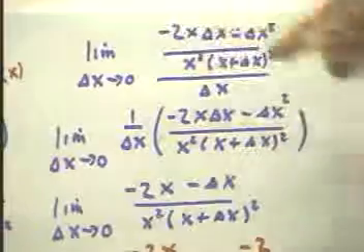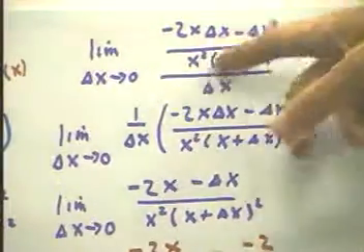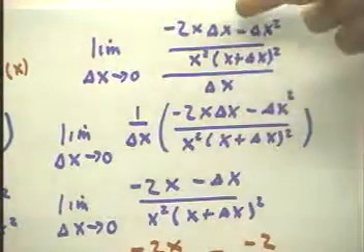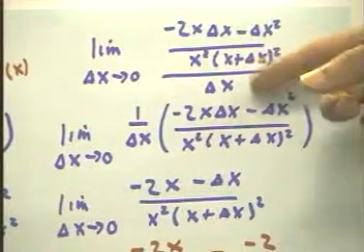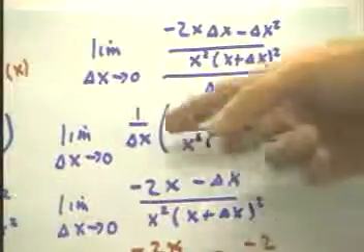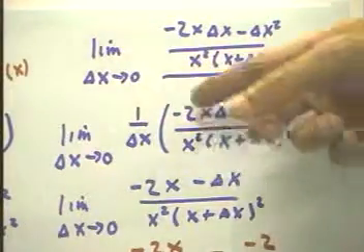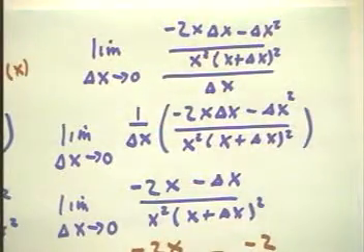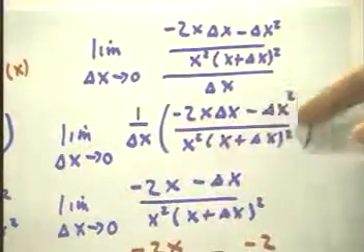And here's what we get. Negative 2x delta x minus delta x squared over the denominator, over delta x. Now we have a complex fraction here, a fraction on top divided by delta x. Division by delta x is the same as multiplication by 1 over delta x. So we write it this way to get rid of the complexity of the fraction, leaving this term the same as what we have up here, and we divide this term by delta x and this term by delta x.